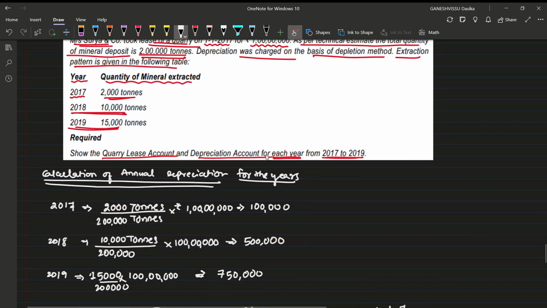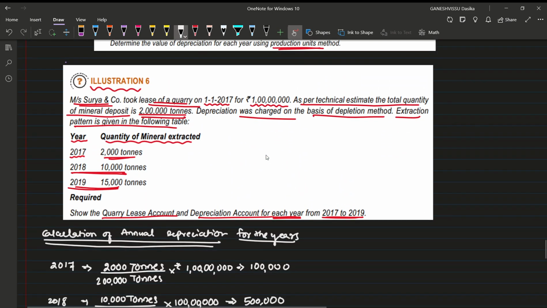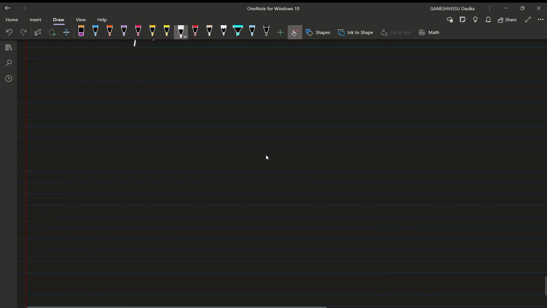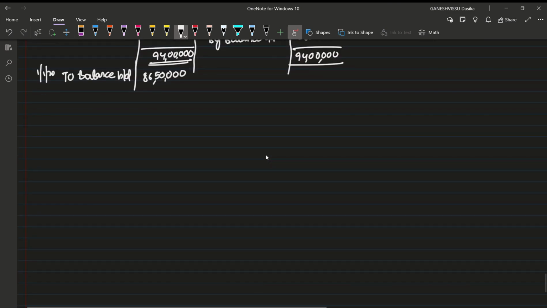So in this manner we have completed illustration number 6. From the next illustrations, we are going to see the profit or loss on the sale of machinery, that means property, plant and equipment. And of course, in the last two or three lectures, we may see the accumulated depreciation problems. I'll explain it. That is how we complete the session.